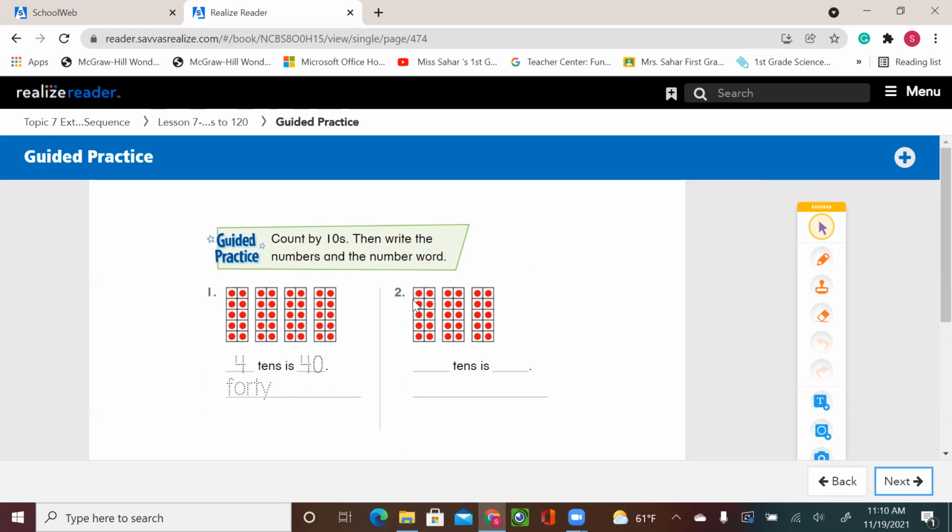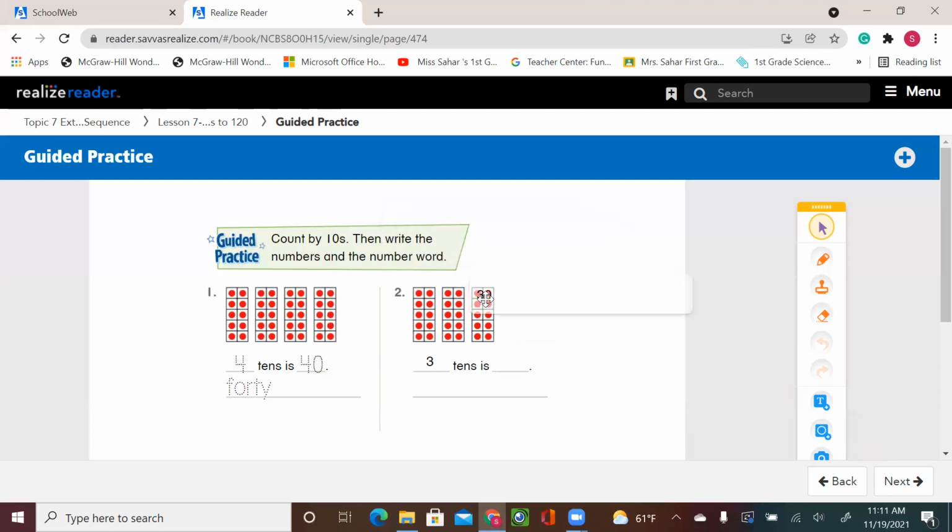All right, let's go for the second one. Now how many groups of tens do I have? 1, 2, 3. So that would be 3 tens. 3 groups of tens. 3 groups of tens means what? 10, 20, 30. That means I'm adding 10 three times. So that would be 30.